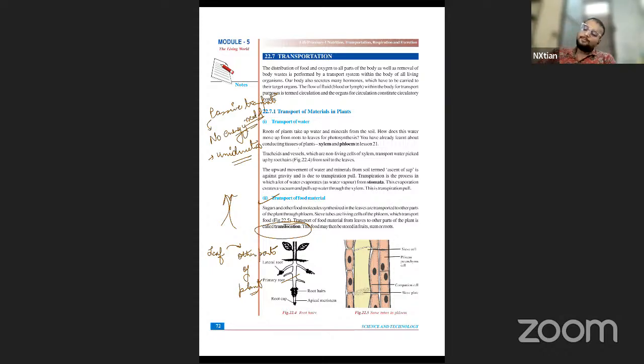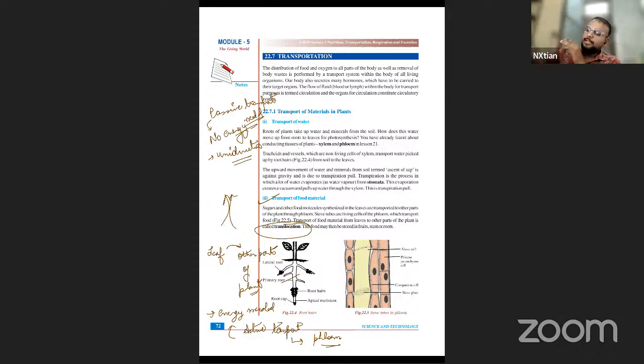Understood, guys? Now, energy is needed for translocation, so it is called active transport. It occurs in the phloem. Phloem is the channel through which food is transported. Now why is it active transport?